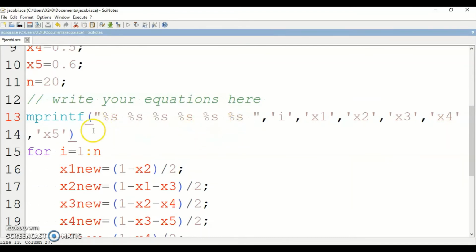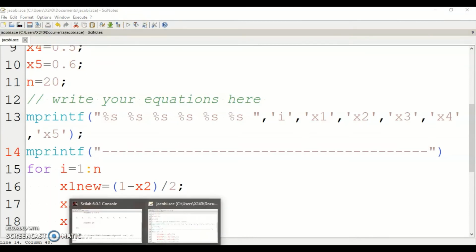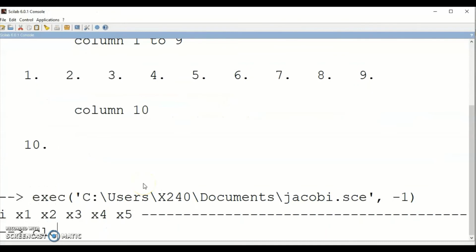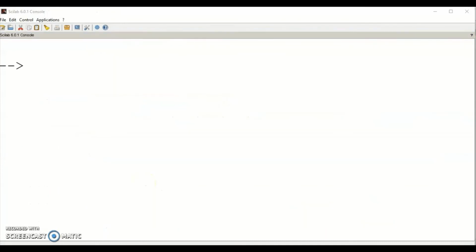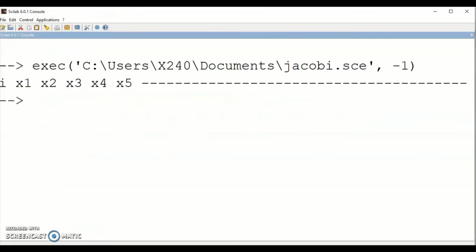Okay, and then I want to put a line, so mprintf and just do the dash dash dash. You can make it long, but you can correct it later on. Okay, that's it. Let me show you what it will give me on the screen. Let me clear the screen so that you can see it. CLC is to clear the screen. Okay, execute again. So this is what I get.